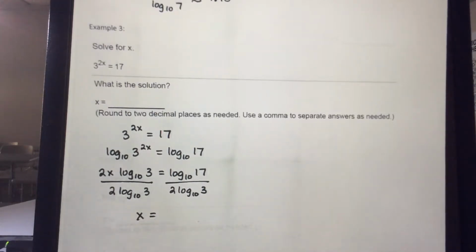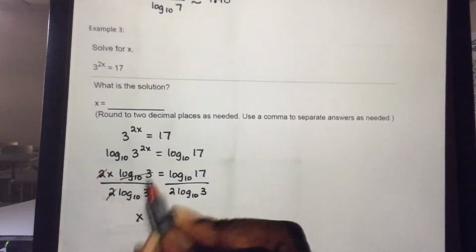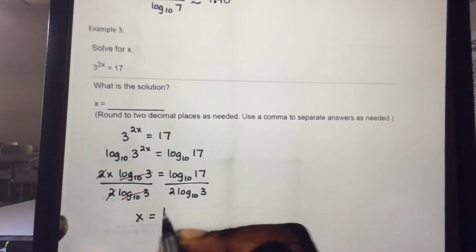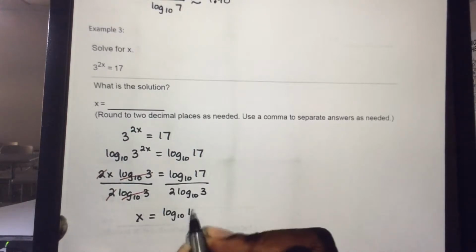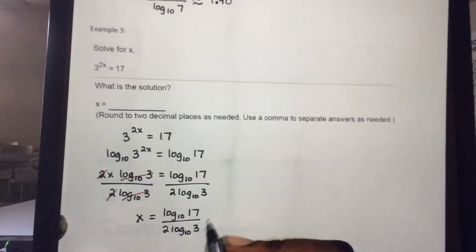That means x is going to be by itself because the 2 and log to the base 10 of 3 are gone. Now this we can type in the calculator. I'll go ahead and rewrite that as the exact value. But here they want the approximate value to 2 decimal places.